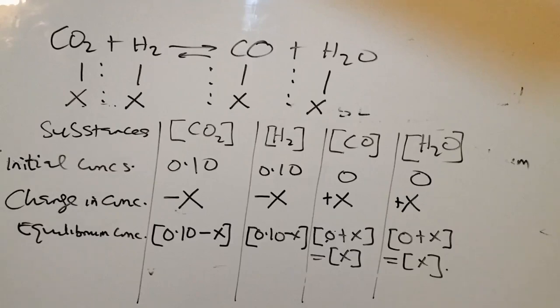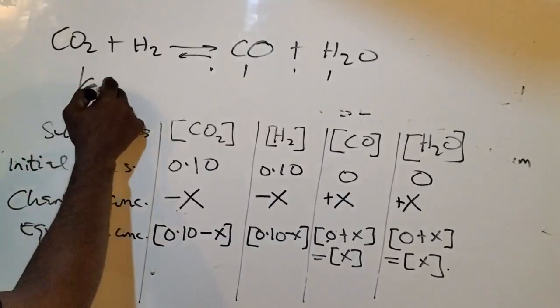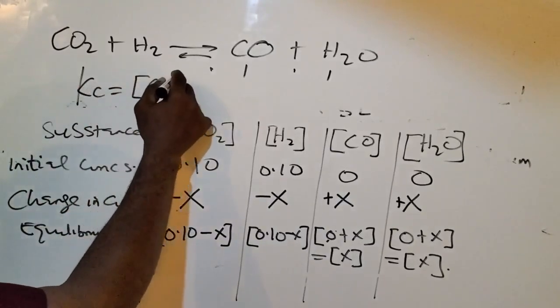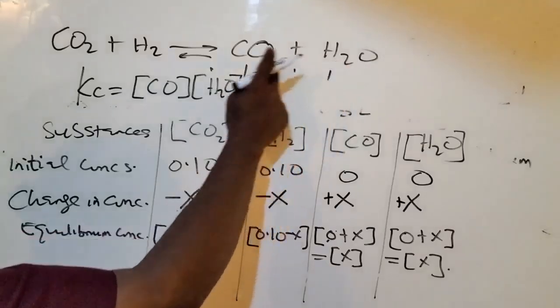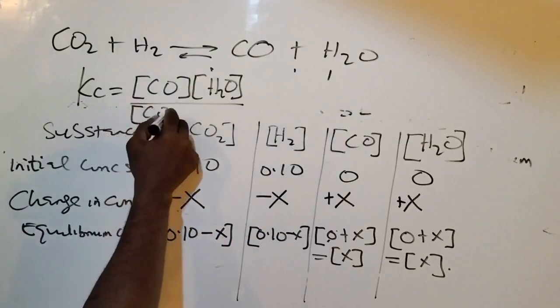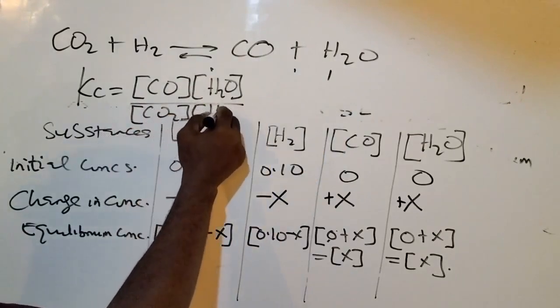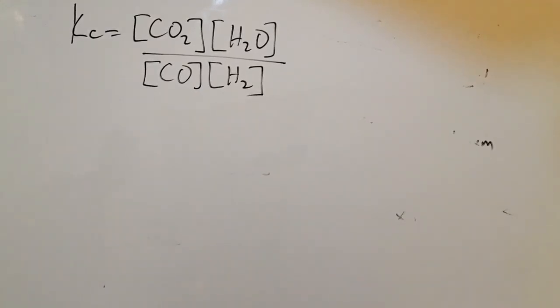We can now go ahead and write the equilibrium constant, Kc expression for this reaction. Kc will now become equal to the concentration of CO multiplied by that of steam, not water. It's water, it won't appear. All over CO2 multiplied by hydrogen.